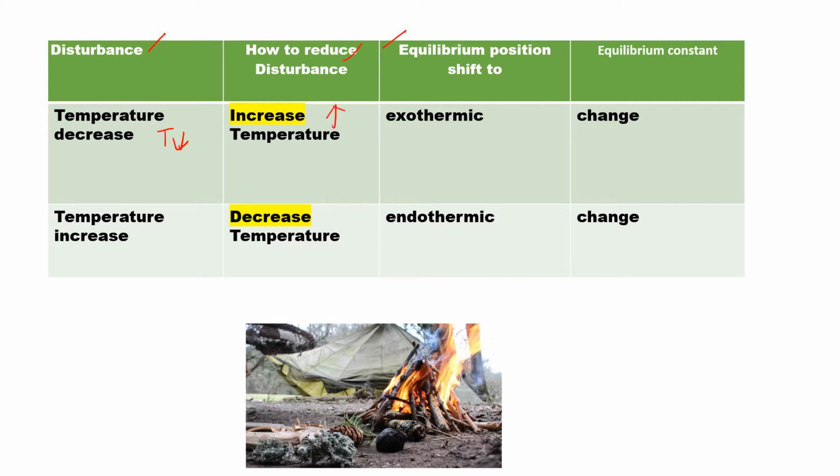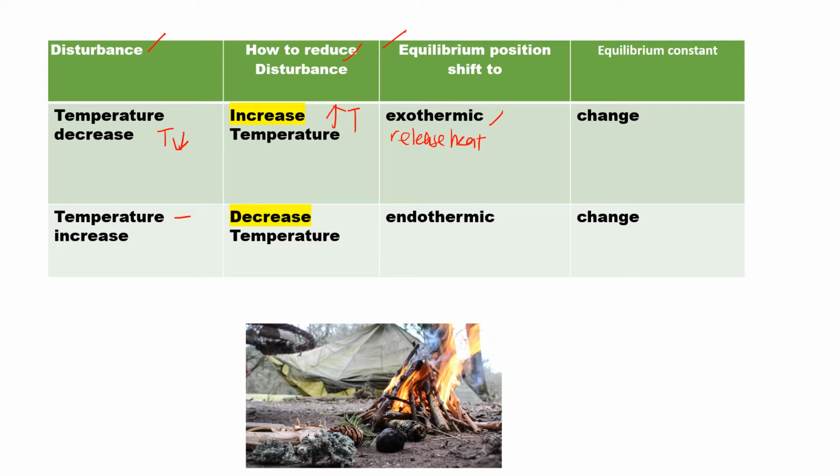You must increase your temperature. How do you increase the temperature? You must go to the side which releases heat, or what we call the exothermic process. So let's say you go camping at night, so very cool, right? So you need to increase the temperature by putting on a fire. So that's why you need to go to the exothermic side to increase the temperature.